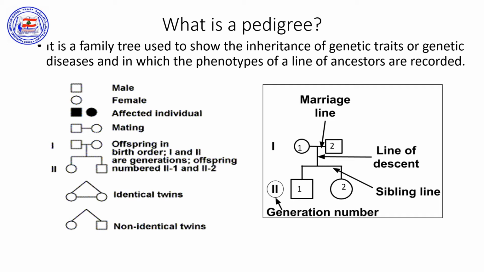And for example, if the generation 2 has two individuals, like in the figure, they are numbered 1 and 2, so we say 2-1, 2-2. Also, sometimes a couple can have identical twins or non-identical twins. In the figure, the line between circle and square, we call it marriage line, and the line that gives the descendants or the children is called line of descent, and we have the sibling line, that is the line that joins the sisters and brothers.